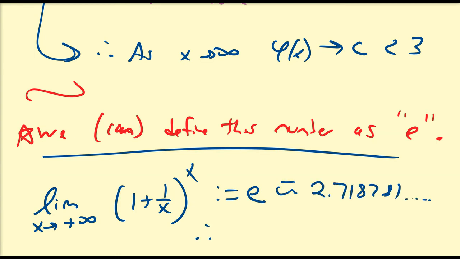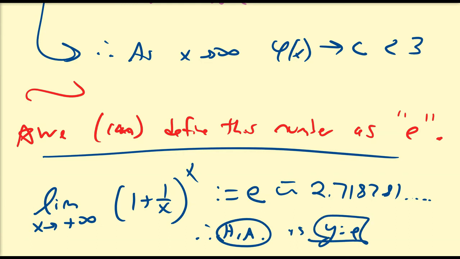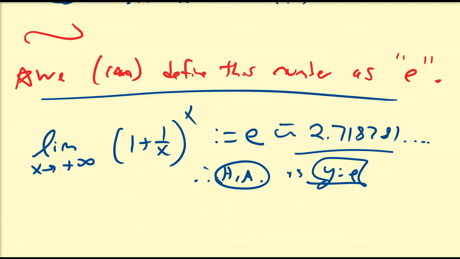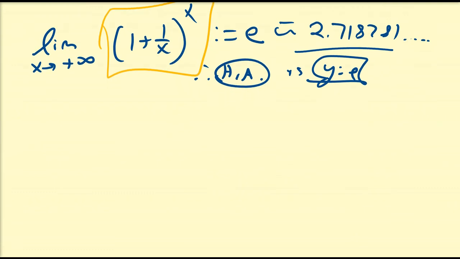So that means the horizontal asymptote for phi is y is equal to e, where e is just some number defined as follows. Alright, so using this definition of e, what I want to do now is an example to show you how to find the horizontal asymptote of a function that isn't quite in this structure but has a similar feel to it, using some basic algebraic transformations.